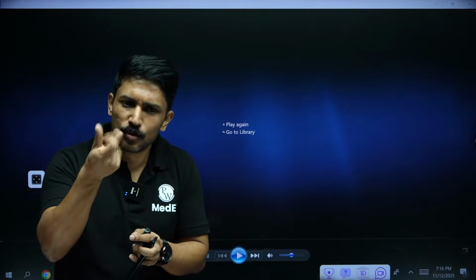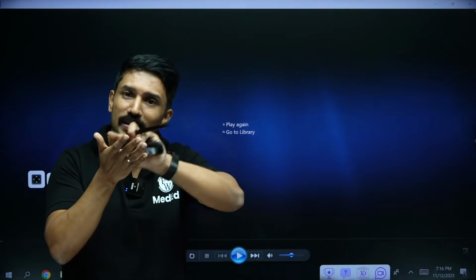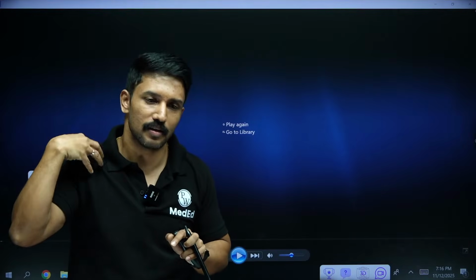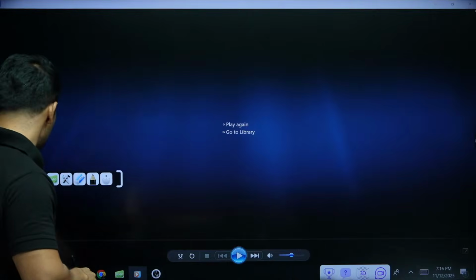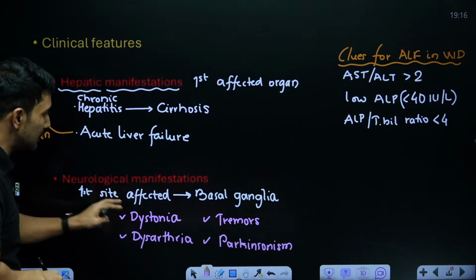In Parkinson disease, you get this pill rolling tremor. It is a tremor involving distal muscles, right? Small muscles of the hand. Here, large muscles of the shoulder joint were affected. So yes, it was a tremor that we saw.